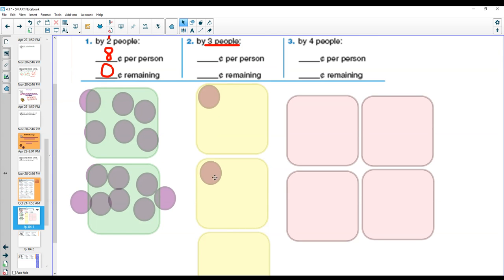So let's start dividing or sharing. That is being tricky, isn't it? We are sharing our 16.